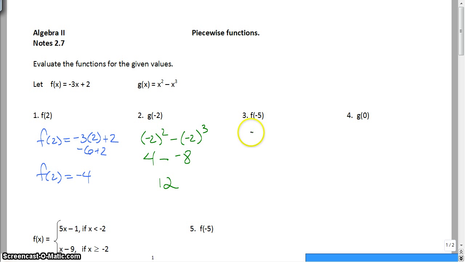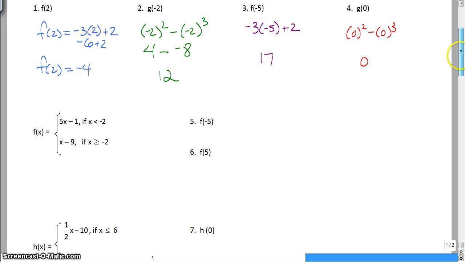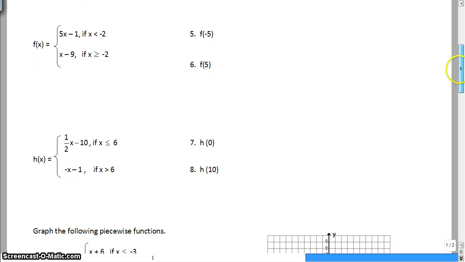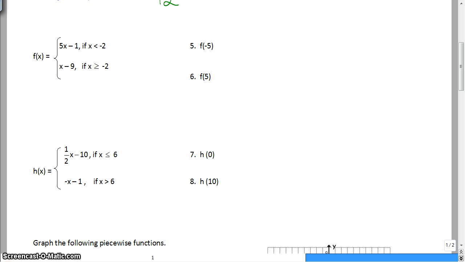F of negative 5. So that's going to give us negative 3 times negative 5 plus 2. That'll give us 17. And finally, g of 0 is going to give us 0 squared minus 0 cubed, which is 0. So that's just a little quick review, because what you are going to start doing is working with piecewise functions. Now, piecewise functions can have multiple steps, 2, 3, 4 steps involved. So what becomes very important is the domain of each part.